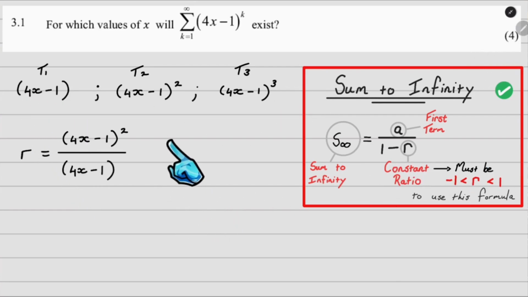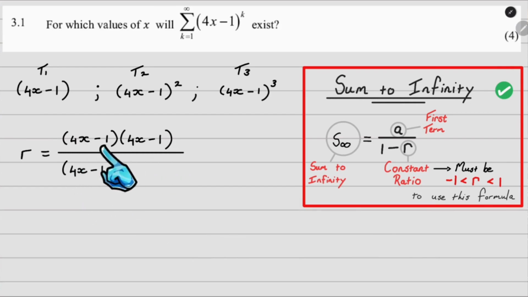And now I've got to simplify that. Okay, to simplify that I can use exponent laws. So this bracket at the bottom has an exponent of 1, and 2 minus 1 will just give me 1. So it's this bracket to the power of 1. Or you can take this approach towards it.